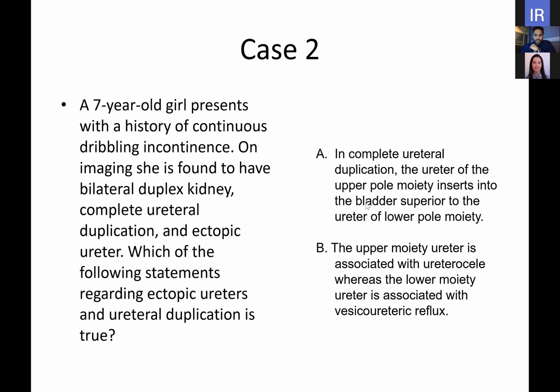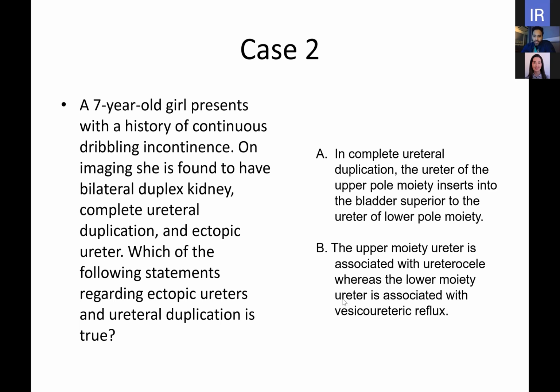Yeah, so a bit of a mixed response. Yes, Sally, you got it right again. So certainly it's B. The upper pole moiety, the upper collecting system, is associated with a ureterocele, which we did say, whereas the lower pole moiety is associated with the reflux.